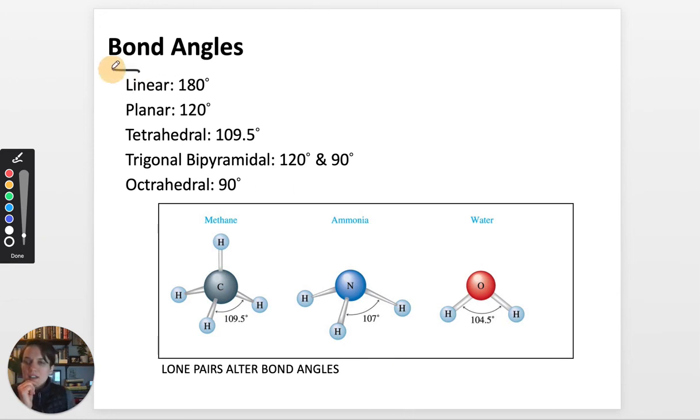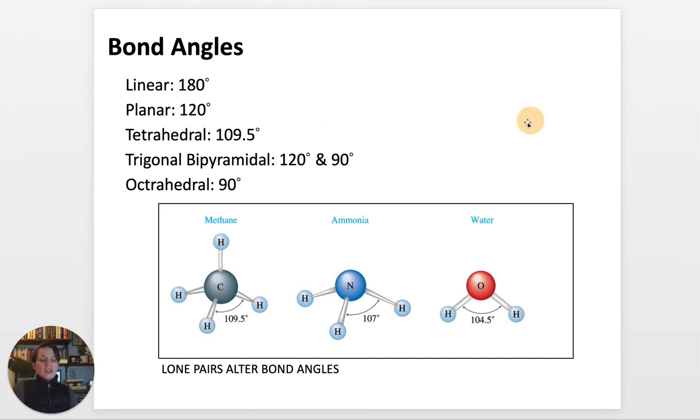And remember that VSEPR structures are really just an extension of our Lewis structures. So single bonds, double bonds, and triple bonds all count as one thing. Electron geometry doesn't take into account the effect of lone pairs. Molecular geometry does. And that distinction is going to be made really clear in the lab.